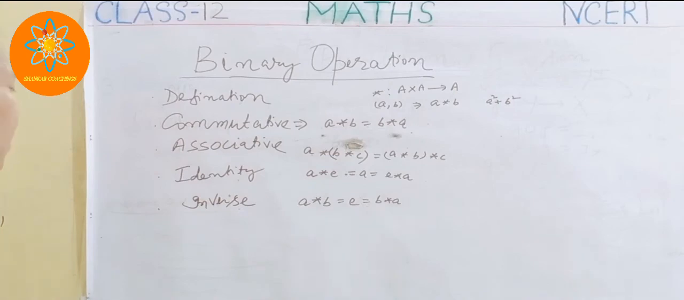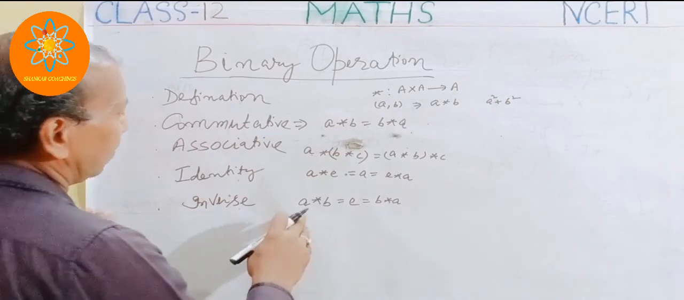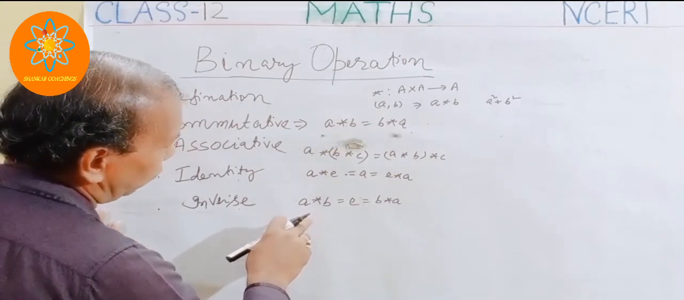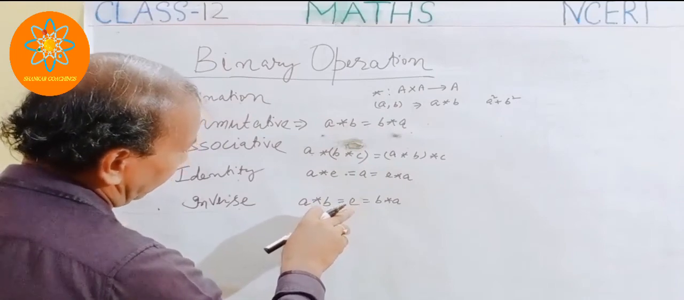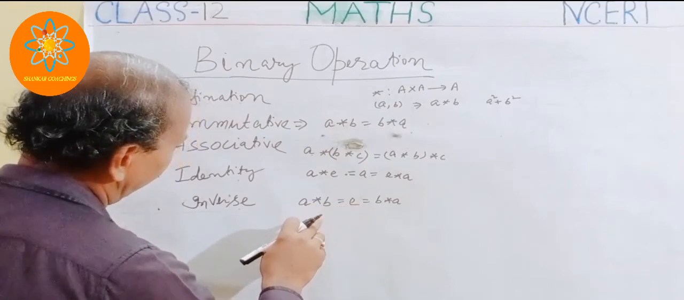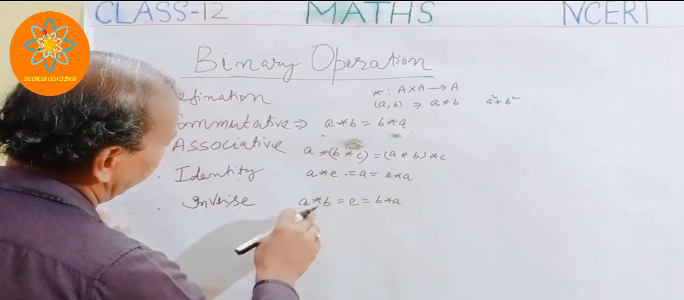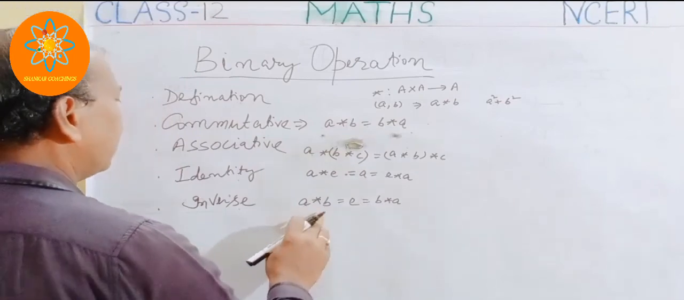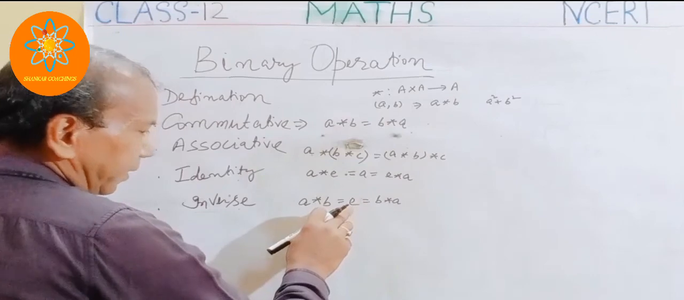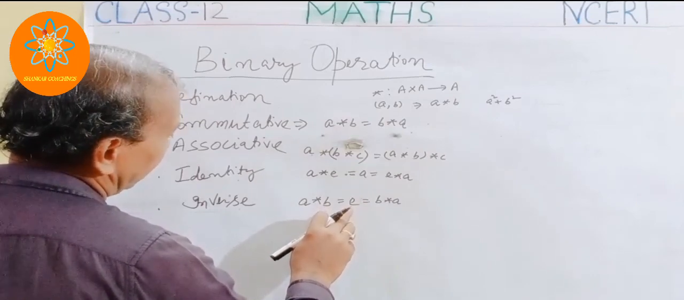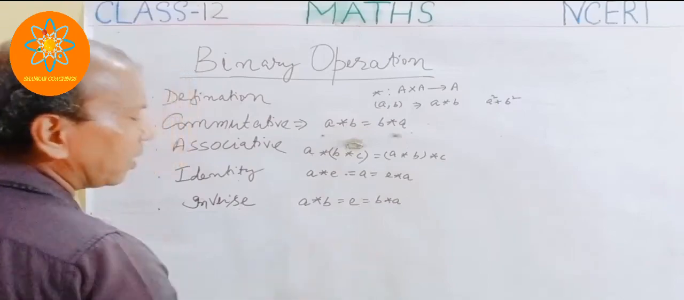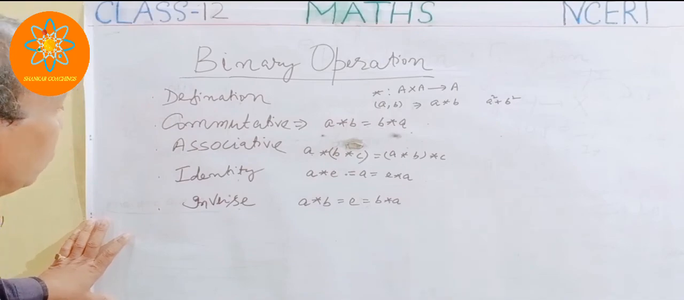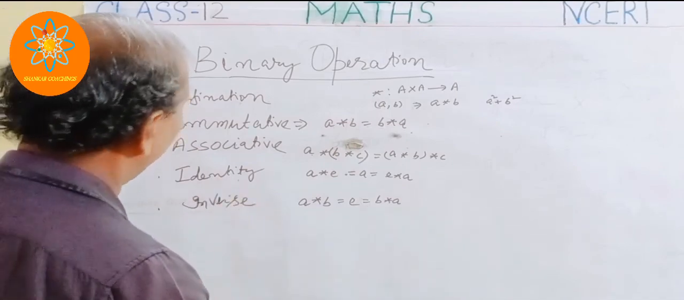For example, let's suppose I have 2, and if I put here minus 2, I will get 0. So that means minus 2 is the inverse of 2 under addition. Let's suppose I am taking 2 and I multiply it by 1 by 2. So I am getting the identity of multiplication. So 1 by 2 is the inverse, or you can say the reciprocal. So this is all about the binary operation.